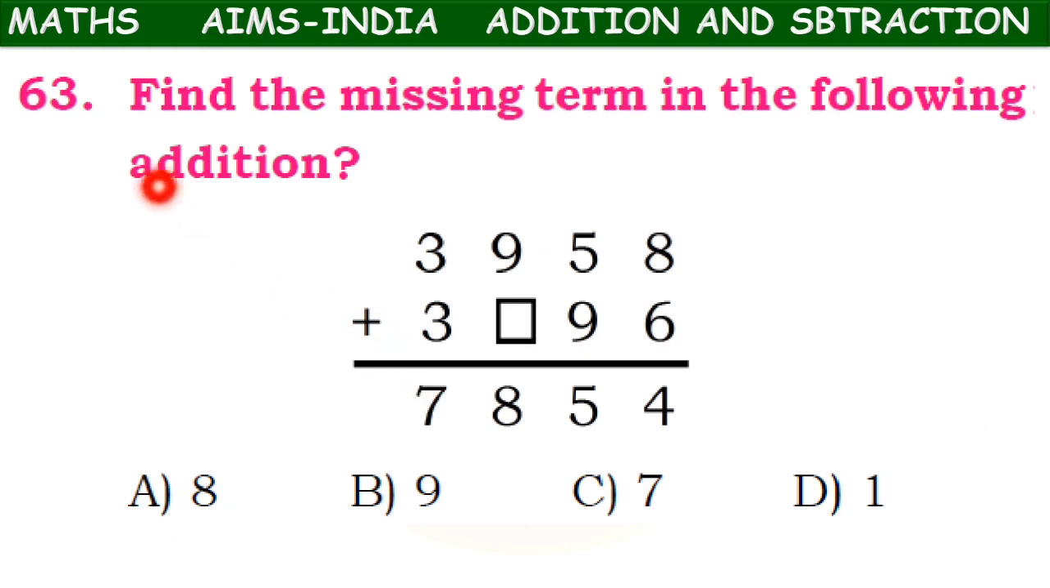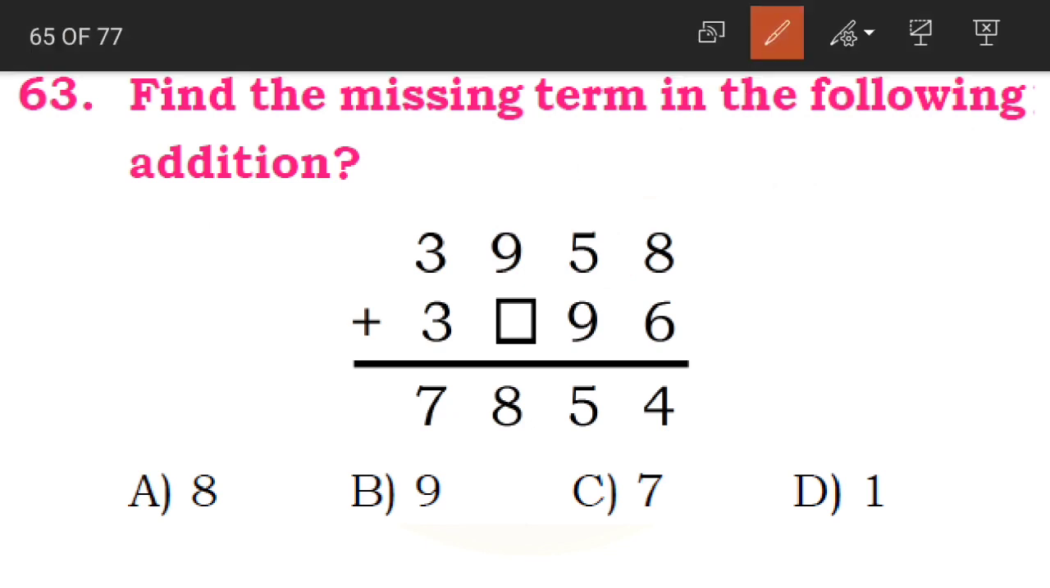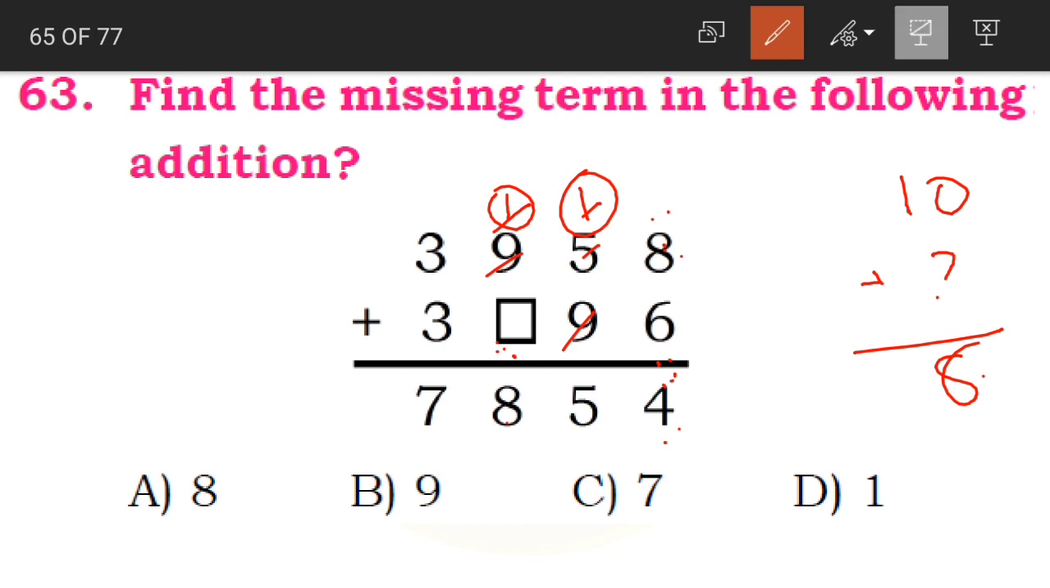Coming to 63. Find the missing term in the following addition. Yes, we know how to do this, right? But before doing this, we need to add from here. 8 plus 6 is 14. 1 carried. 1 plus 9 is 10. 10 plus 5 is 15. 1 carried. 9 plus 1 is 10. Now what should be added to this 10 to get 8?